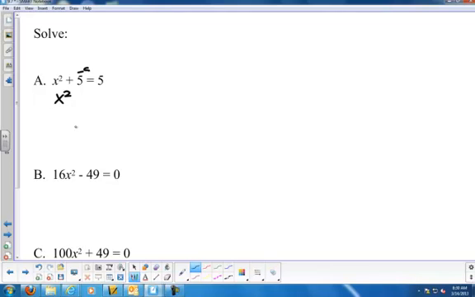We're going to subtract 5 from each side. We have x squared equals 0. Therefore, x would equal positive or negative 0. Positive or negative 0 is just 0. So that would be our answer.